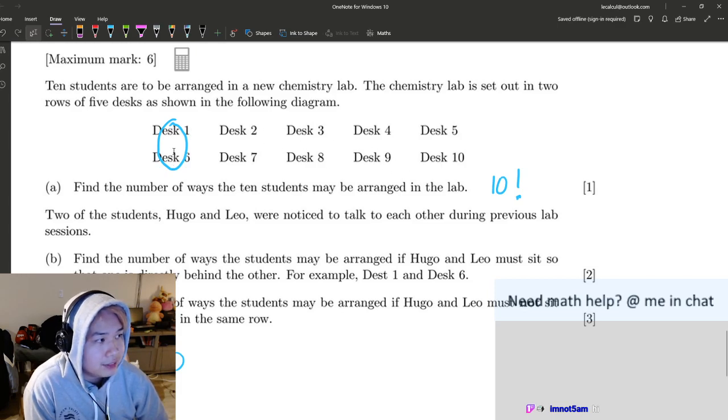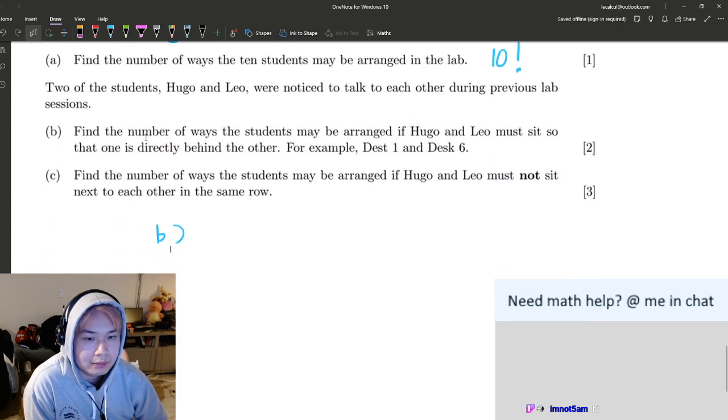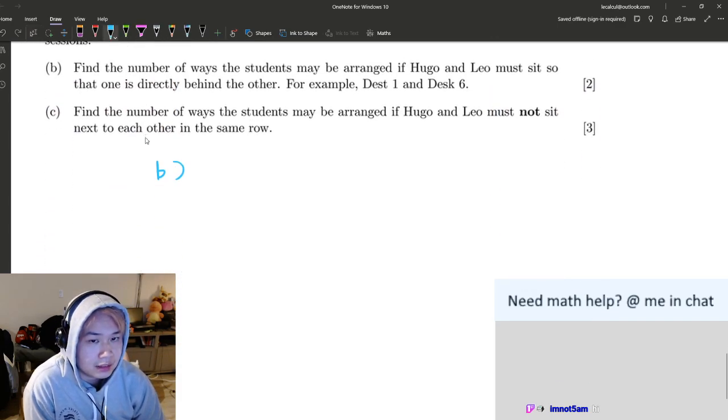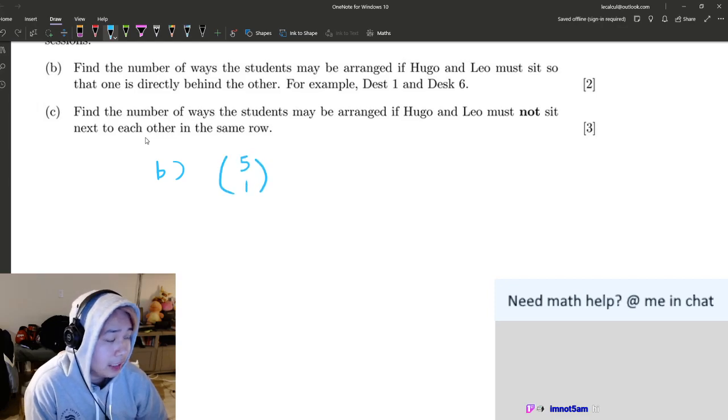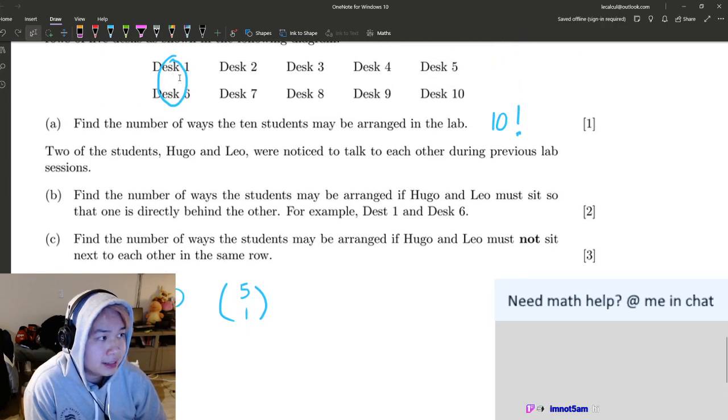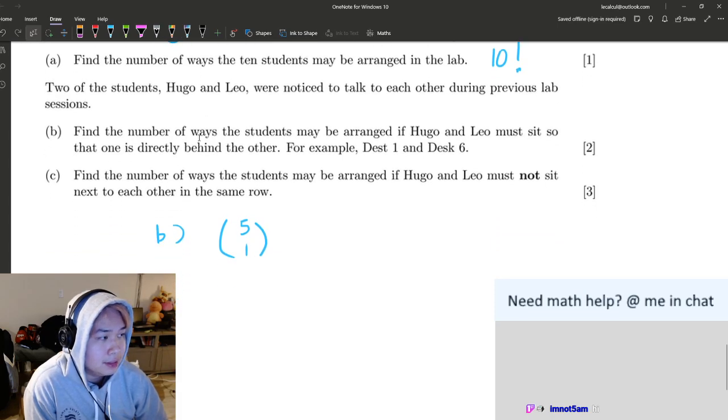Well, actually, let's first seat these guys. So there are 5 different pairs, and then we need to choose one of them for Hugo and whatever to sit. So in other words, that's 5C1, which is just 5. There's 5 choices. Then this is selecting which desks they sit in. Then we need to seat the other 8 students. So this is going to get multiplied by 8 factorial.